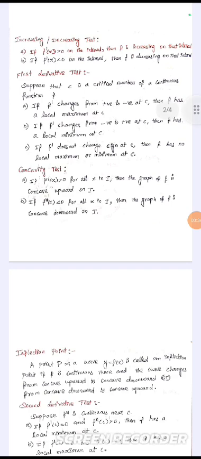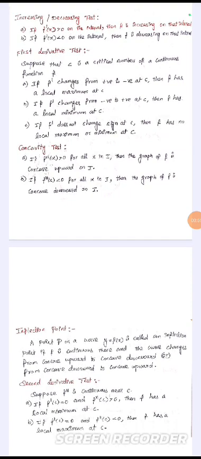Next definition is first derivative test. Suppose that c is a critical number of a continuous function f. If f dash changes from positive to negative at c, then f has a local maxima at c. If f dash changes from negative to positive at c, then f has a local minimum at c. If f dash does not change sign at c, then f has no local maximum or minima at c.